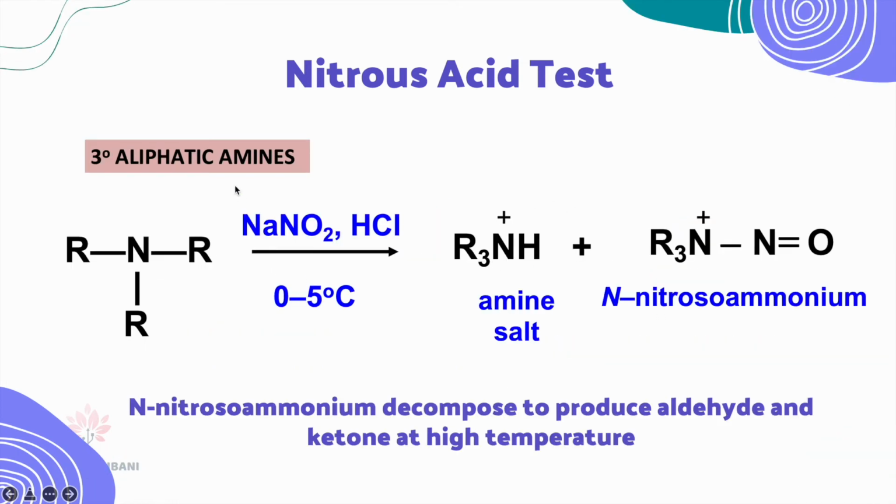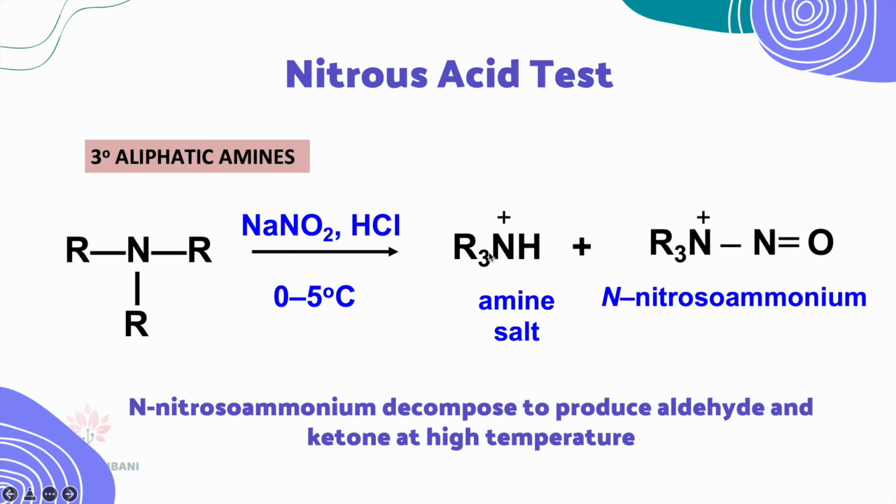For tertiary aliphatic amine, N that has 3 R groups, undergoes the nitrous acid test. The products are amine salt and HR3N plus, which means this NR3 will receive 1 hydrogen.